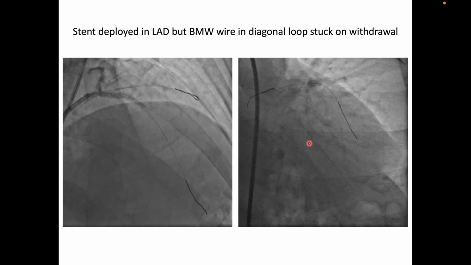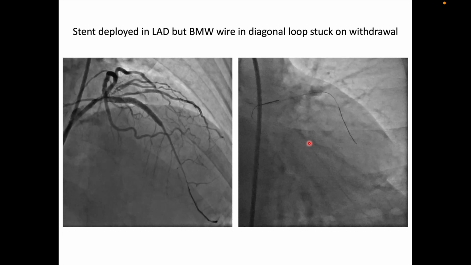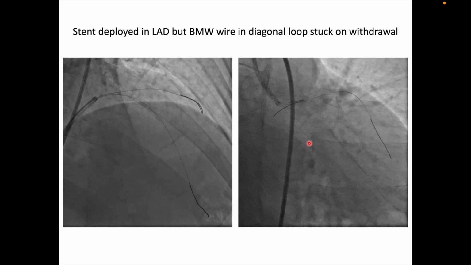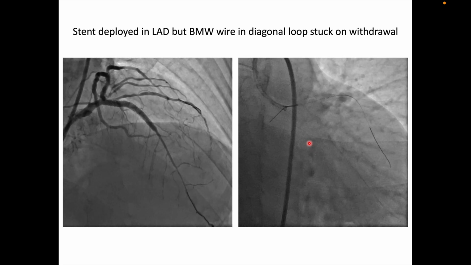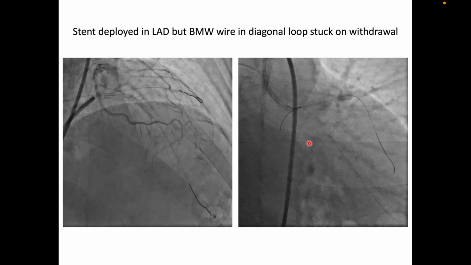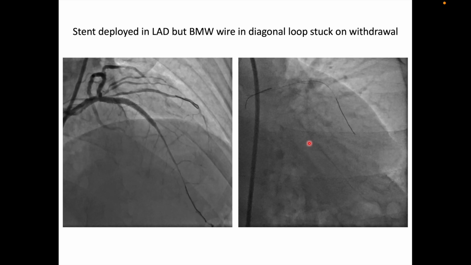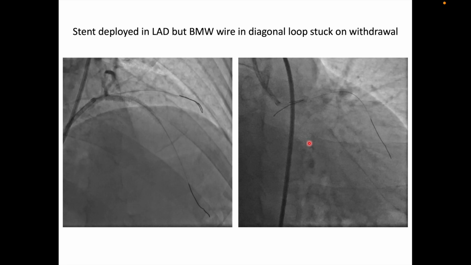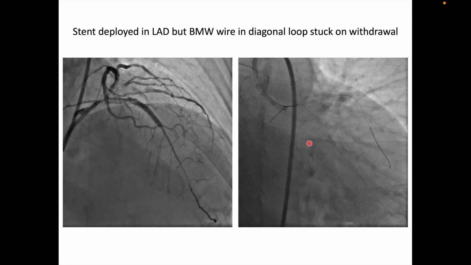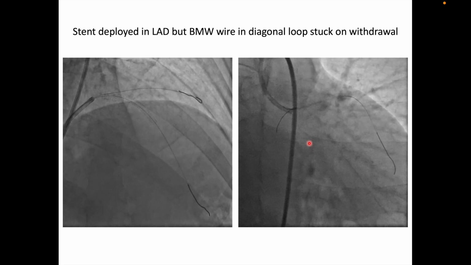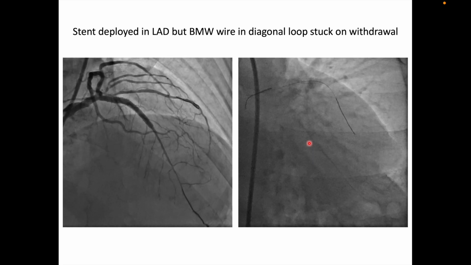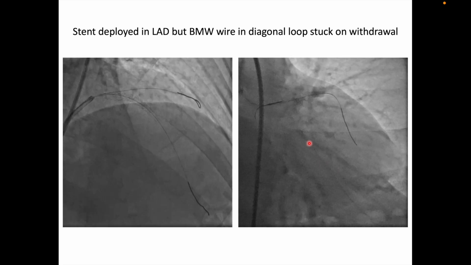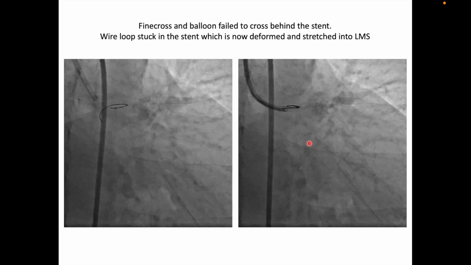I did not pay attention that the wire is coming back with its loop, and I realized when I had a jerky feel in the wire while I was pulling it out, and I realized that I had it jailed or stuck in the stent, and unfortunately it not only got stuck, but it also kinked right at the stent strut level. So then I tried a fine cross.